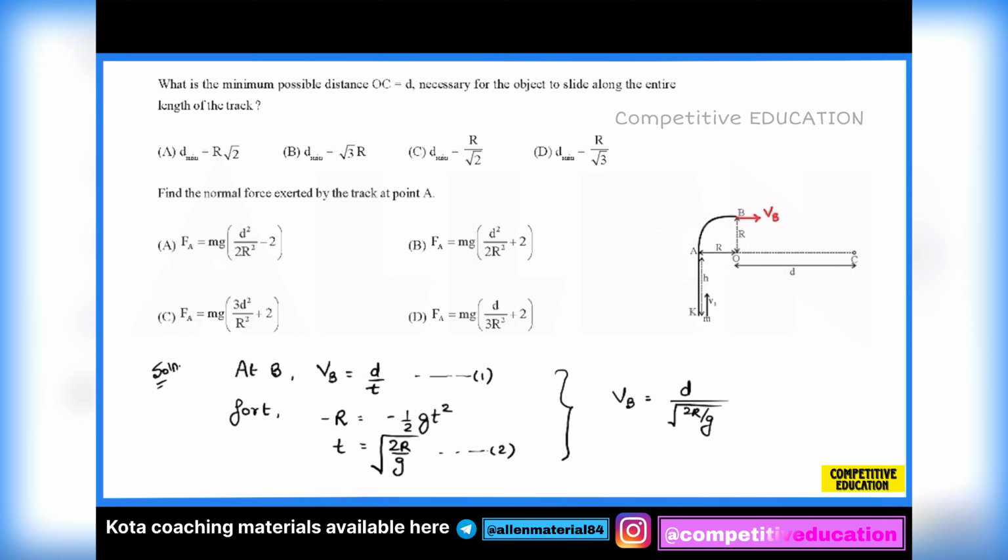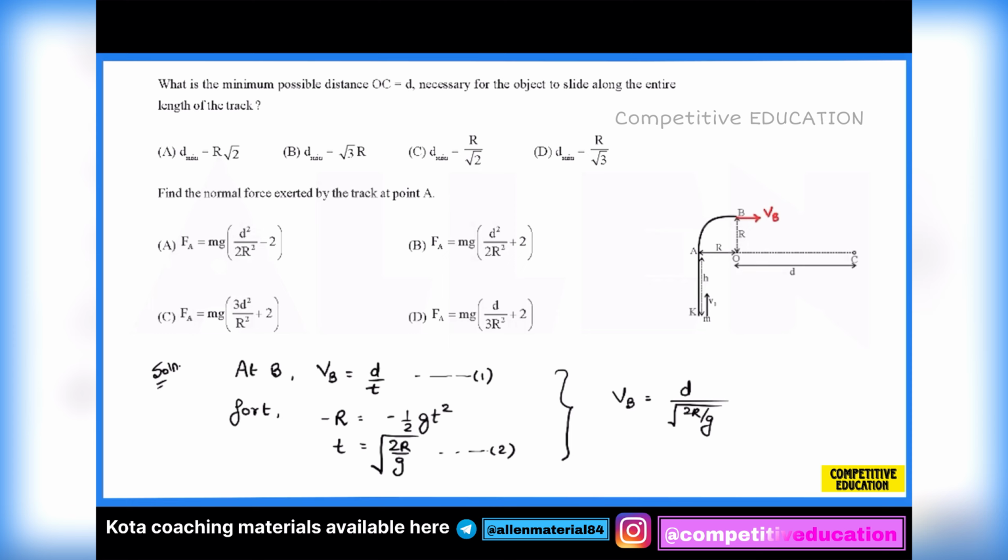Now the displacement in the y direction, or you can say in the vertical direction, will be minus r. So minus r, initial velocity in the vertical direction is 0, so I can write 0 minus half g t square. From here the value of t will come out to be under root of 2r by g. This is my equation 2. Now putting the value of t in equation 1, I will get the velocity of B as d divided by under root 2r by g. This is my velocity at point B.